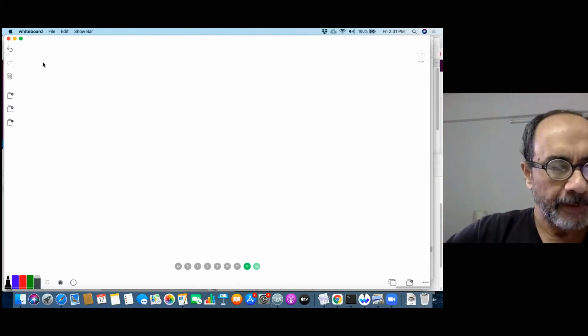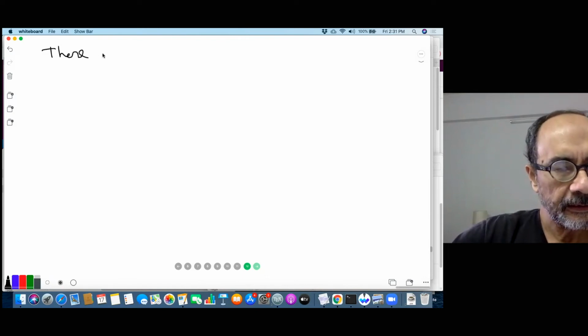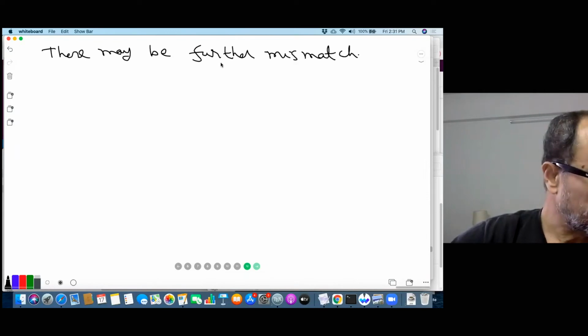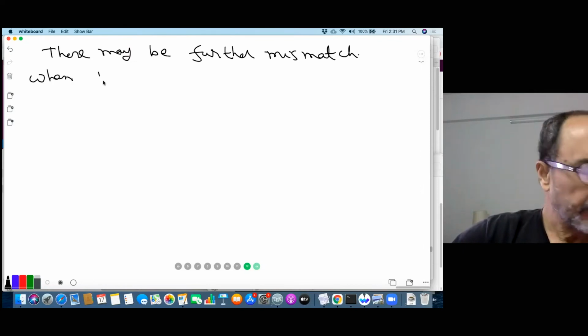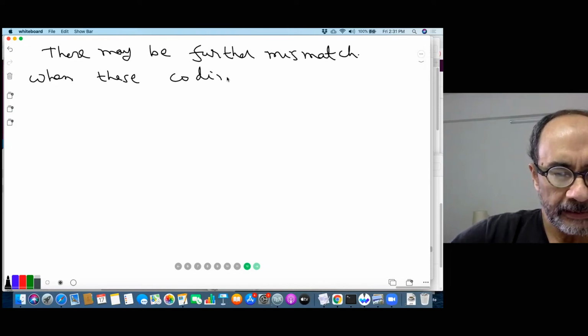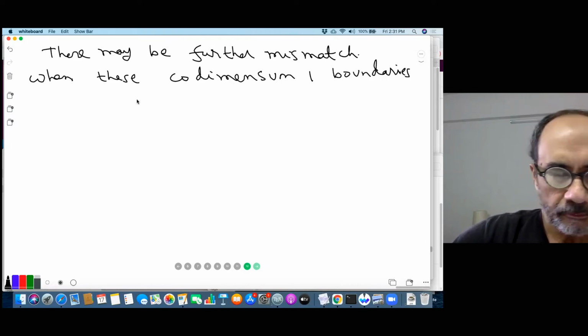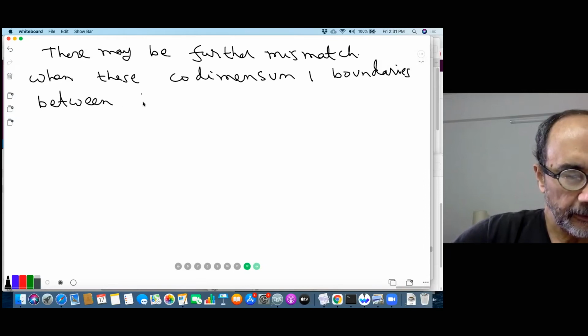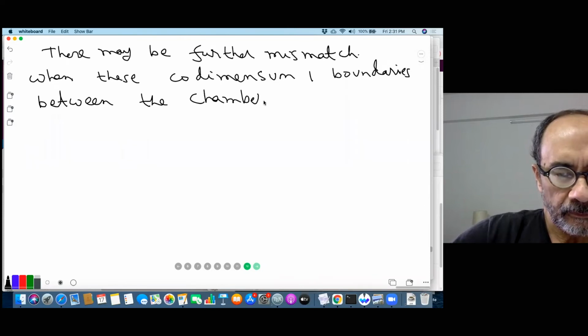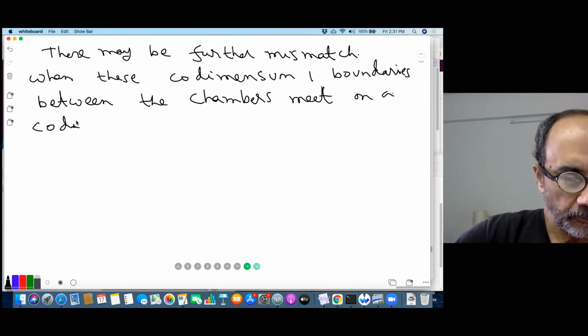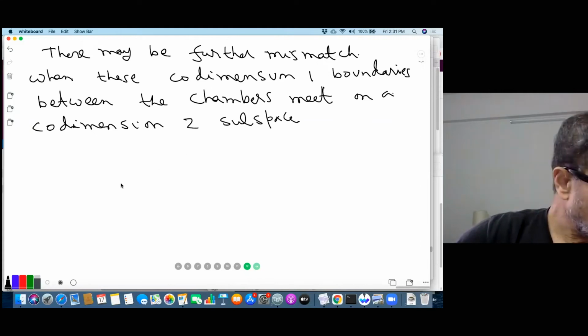But the problem is that there may be further mismatch when these codimension 1 boundaries between the chambers meet on a codimension 2 subspace. So let me draw this.